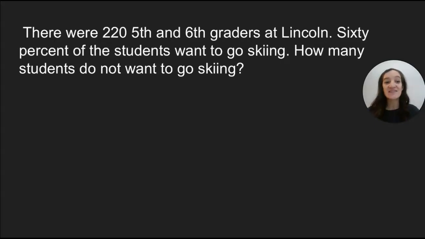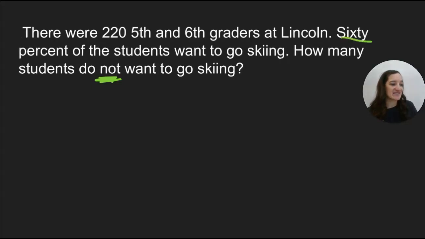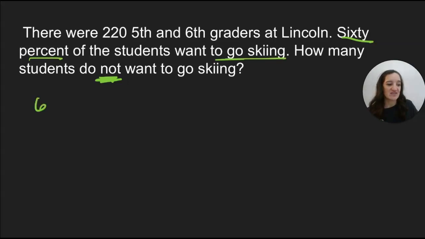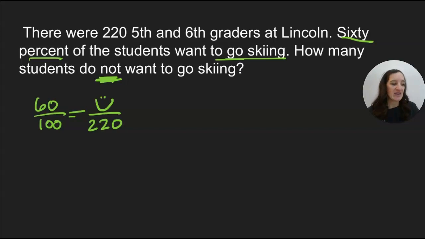There were 220 fifth and sixth graders at Lincoln. 60% of the students want to go skiing. How many students do not want to go skiing? So I have to make sure that this 60% is the ones that want to go skiing. So 60% out of the whole total amount of students want to go skiing. That means that it's 40% that do not want to go skiing.